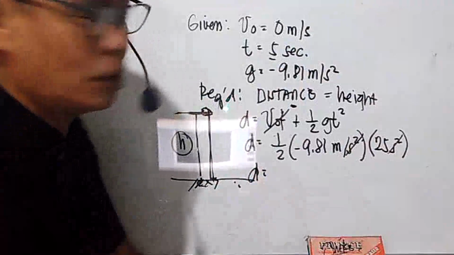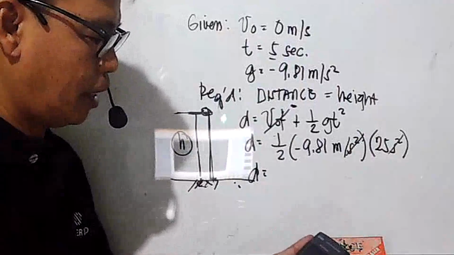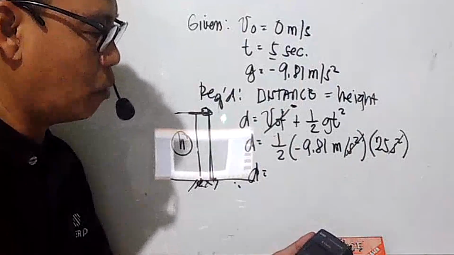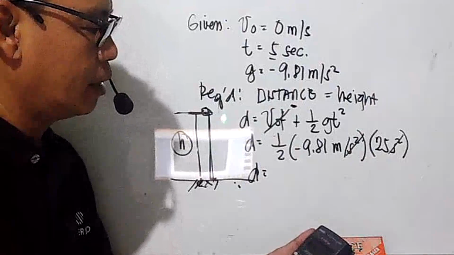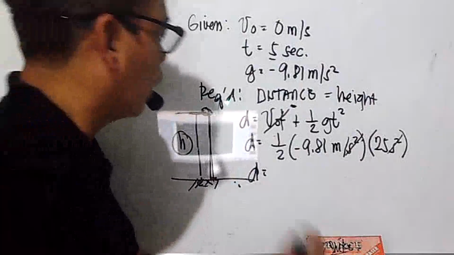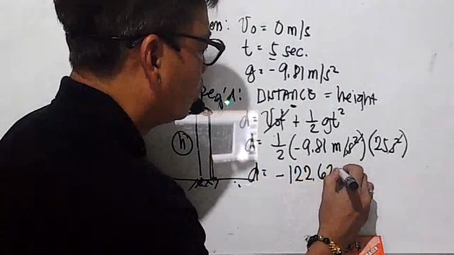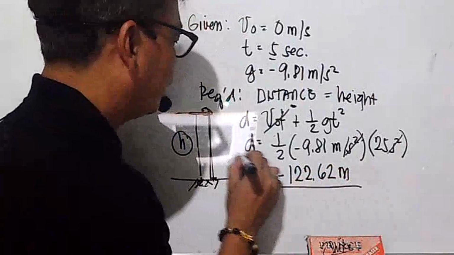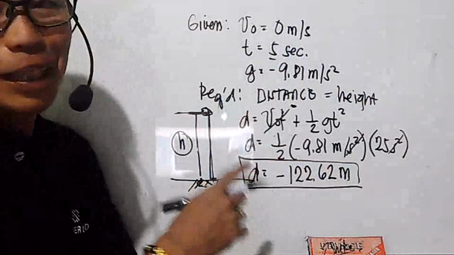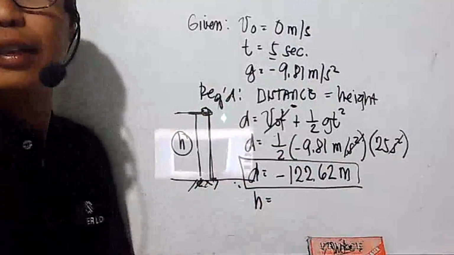So your D now is equal to negative 9.81 multiplied by 25, multiplied by 1/2 or 0.5. So it is negative 122.62 meters. Now this is the displacement. The displacement has a negative sign. So your height now, hopefully you can see it here. Let me see.